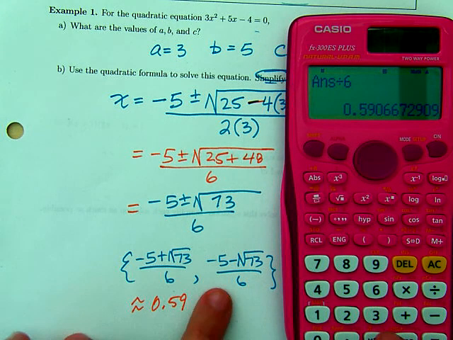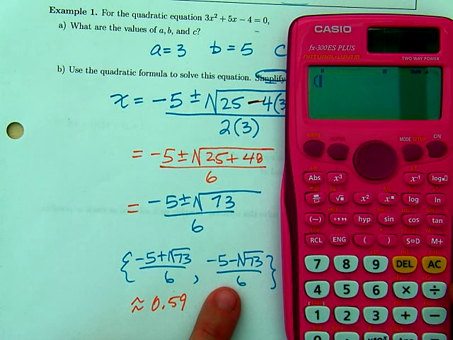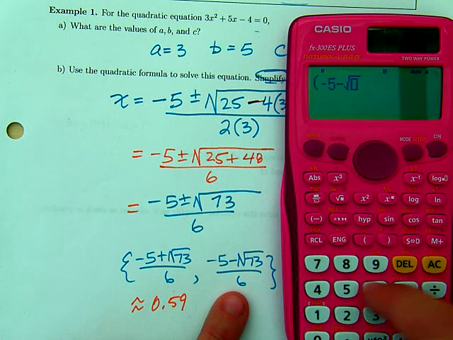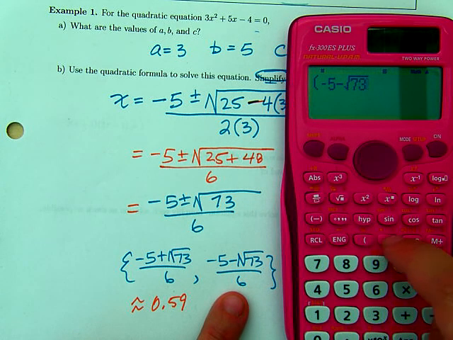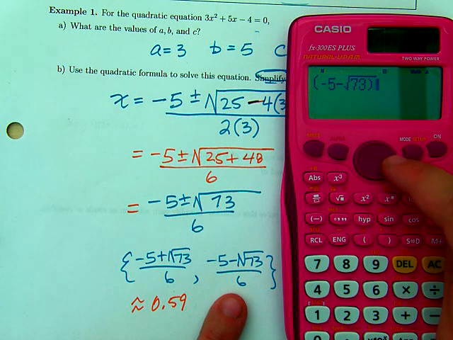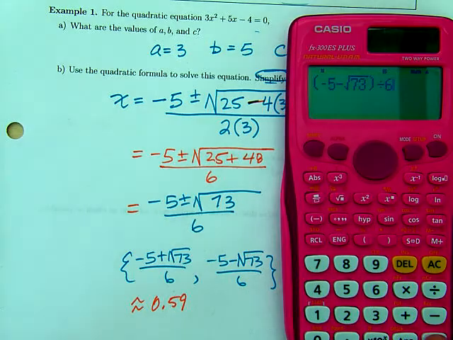So the one that I just plugged in is approximately 0.59. The other one, if I want to put the whole thing in at once, I'm going to need parentheses: negative 5 minus the square root of 73. Close that parenthesis, actually, we need to come out of the radical. So come out of the radical, then close the parentheses, then divide by 6. That way, that whole thing is grouped, okay?